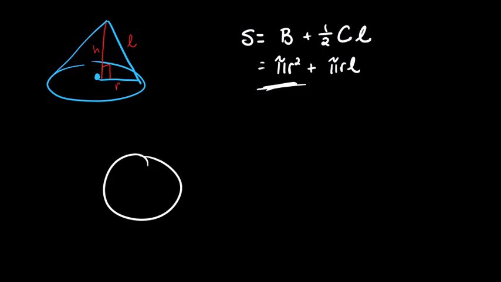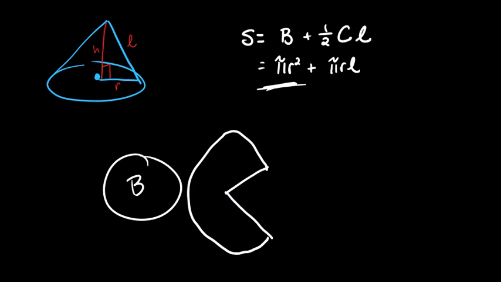If I were to draw out the net, here's what the net would look like, except that I am not an artist. Alright, this is the base right here, and this is the lateral surface area. This is the lateral surface. So what you guys know is how to find the area of that circle. That's pi r squared. So that is that piece. It's the base. So that is all taken care of.